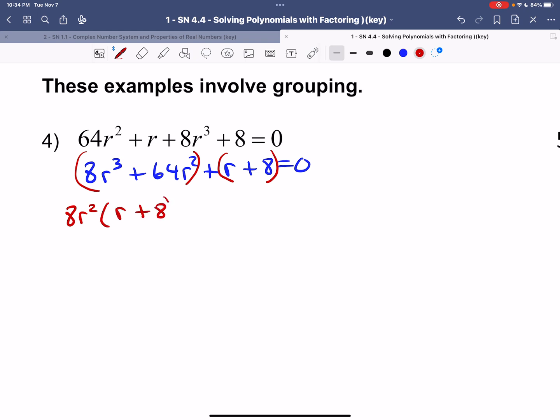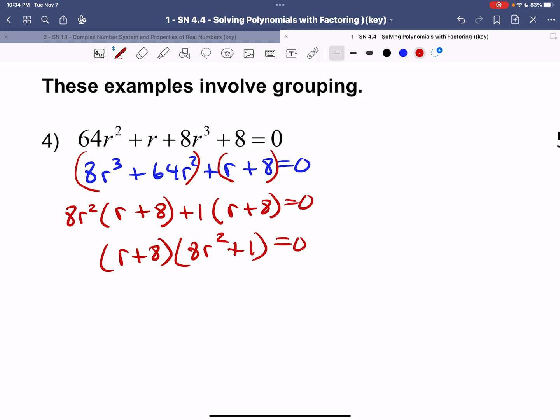And in the second group, R and 8 don't have anything in common except for 1, so I do need to take that out. I need to take out a 1 because remember, when we're grouping, I've got to have a term here so I can put it with this term and get my second set of parentheses. So what do we got? We've got r plus 8, and we've got 8r squared plus 1 equals 0.